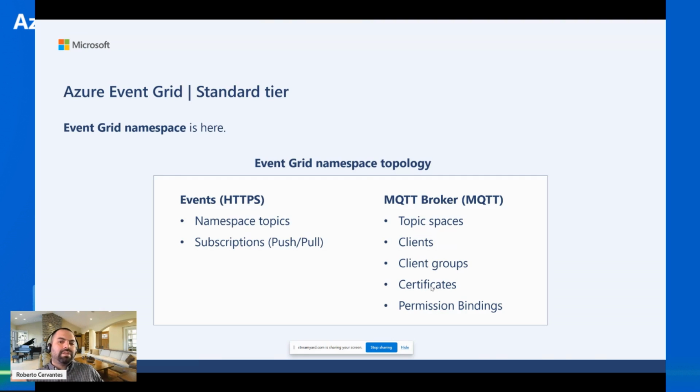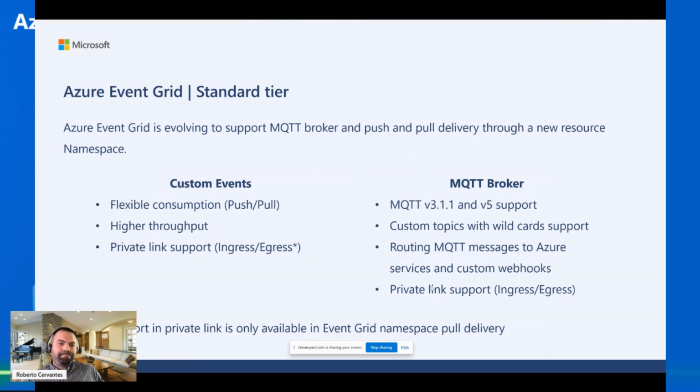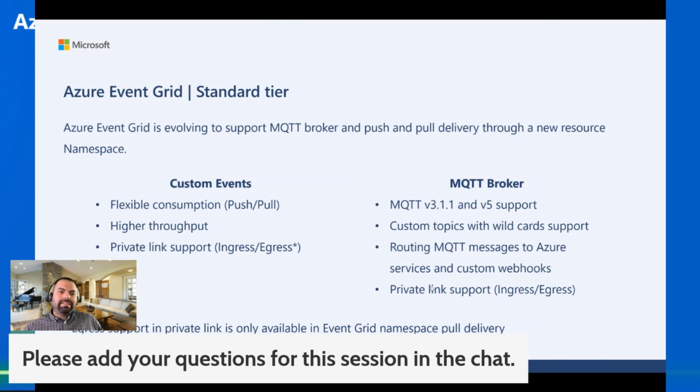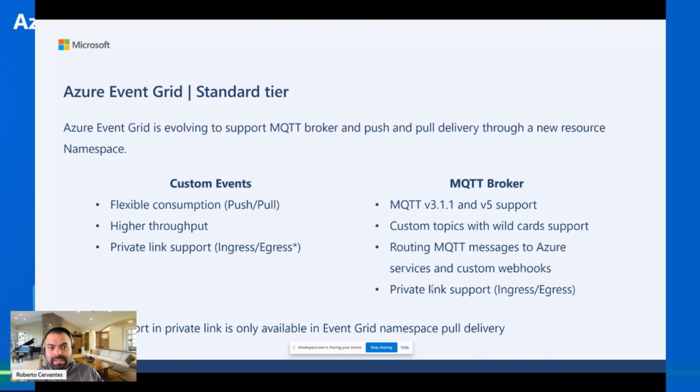Some of the features, or the sub-resources, that we have in MQTT are the topic spaces, where we have dynamic templates. We have clients where you are going to register devices. You can have one or a million devices. We can group those devices in client groups. We can add certificates for validation and authorization. And we have permission bindings where we can identify the group as a publisher or consumer. In general, all these capabilities are part of the new standard tier.